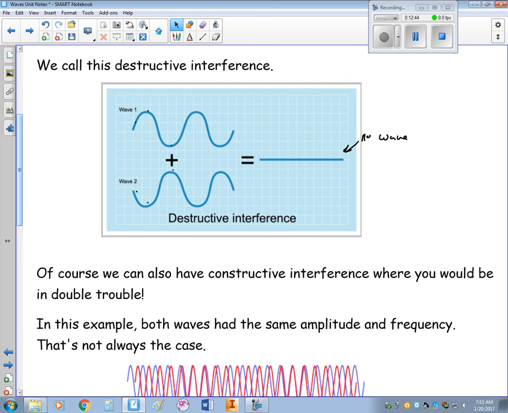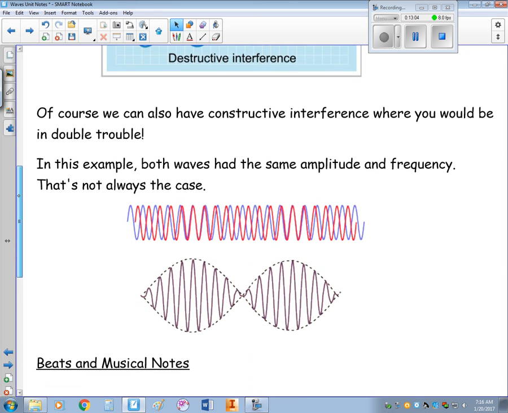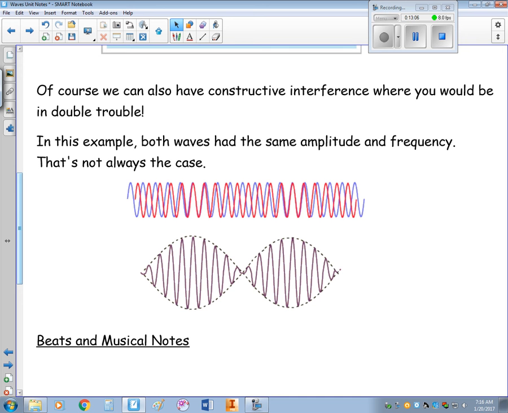We can have this with light too. Light plus light equals darkness. But we have to have very special conditions, where the crest of one wave is overlapping with the trough of a second wave, or the compression from one wave is overlapping with the rarefaction of a second wave. In this example, both waves have to have the same amplitude and frequency. If you have perfectly destructive interference, well, that's not always the case.